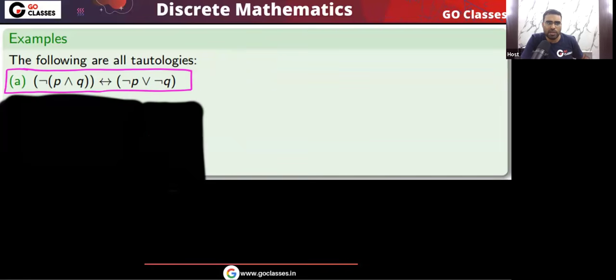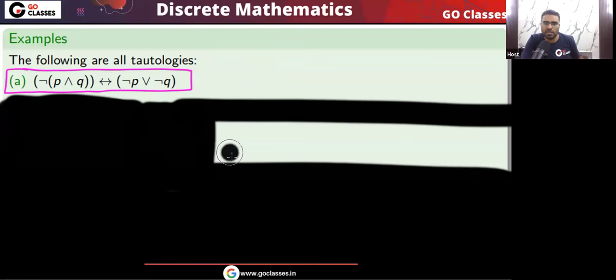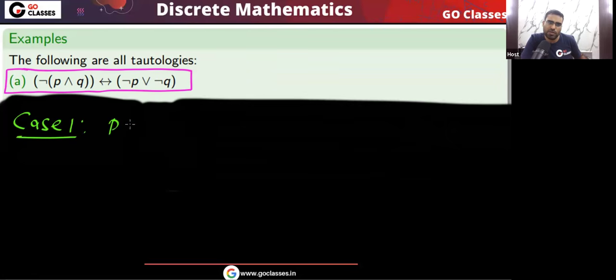Now what we can do, tell me. Again, only two cases are possible. Yes or no? So either P will be true or P will be false. Only two cases are possible. So let me take two cases. Case 1, that is P true. And what is case 2? Case 2, that is P false. Only two cases are possible. There is no other possibility.